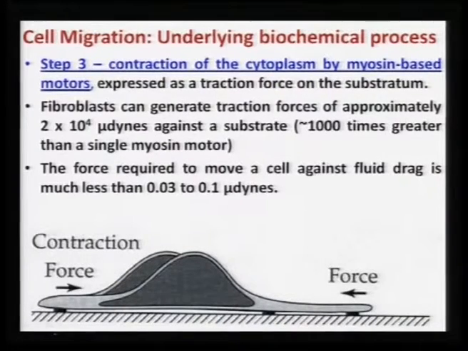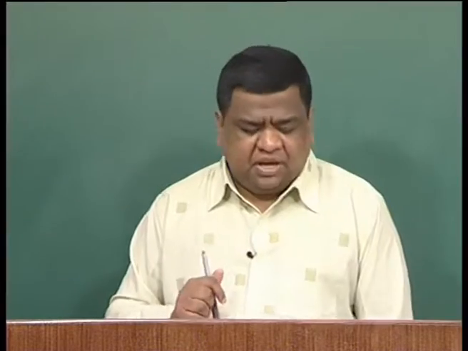Now, step 3 is the contraction of the cytoplasm by myosin-based motors. These are certain kinds of motor proteins which exert a traction force on the substratum. What are these motor proteins? They are the motor proteins responsible for the cell migration or cell motility process. Migration and motility are synonymous words; they mean the same thing.